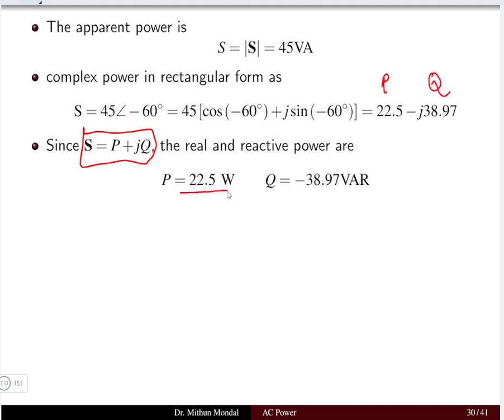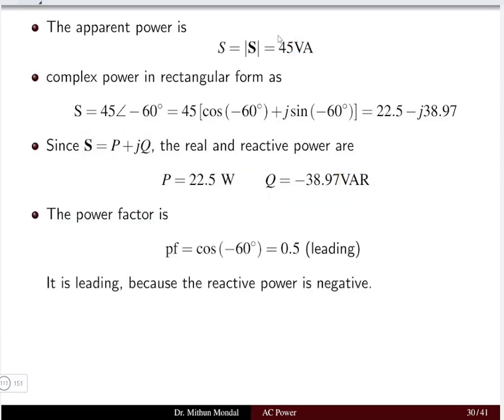So the real power is 22.5 watt. Note down the unit is watt. The reactive power Q is negative 38.97. Note down the unit is volt ampere reactive. It is very important that you note down the unit properly, and while solving the problem you mention the unit, otherwise marks can be deducted. The unit of the power alone will decide whether the power in the problem or in the calculation is the real power, reactive power, apparent power or the complex power.